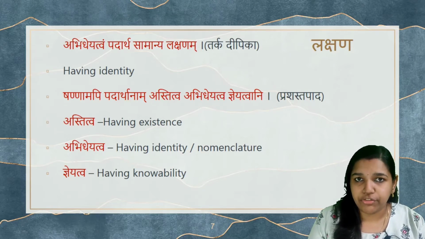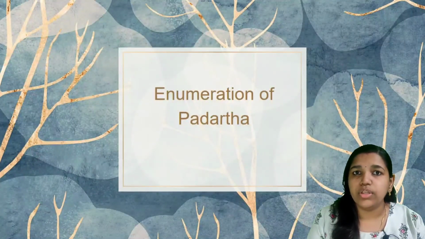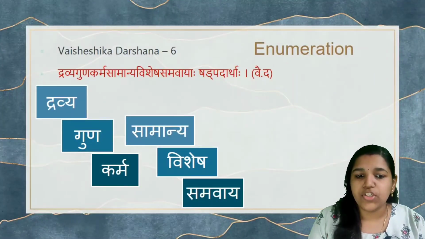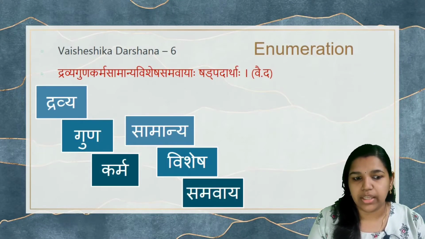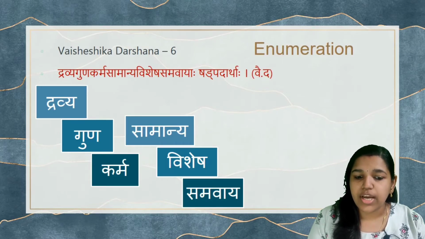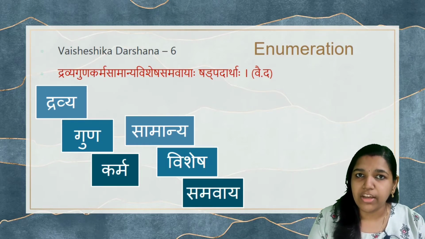Enumeration of padartha by different acharyas. Vaisheshika Darshana has told about six padarthas. They are dravya guna karma samanya vishesha samavayaha shat padarthaha. Dravya, guna, karma, samanya, vishesha and samavaya are the six padarthas which are accepted by Vaisheshika Darshana.